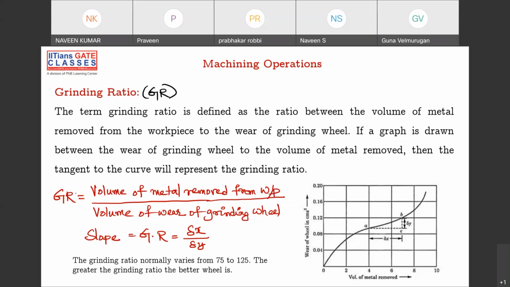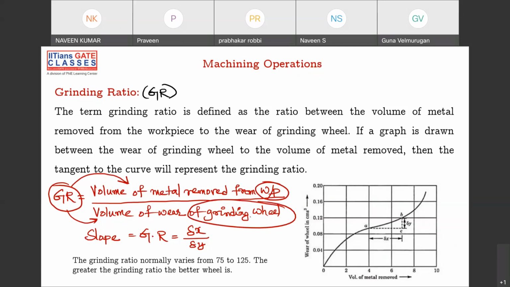To measure how much wear is happening on the grinding wheel, we have to understand the grinding ratio. The grinding ratio is given by the volume of metal removed from the workpiece divided by the volume of wear that is happening on the grinding wheel. It is the volume of material removed with respect to the grinding wheel: how much workpiece material you are removing relative to the removal of grinding wheel.